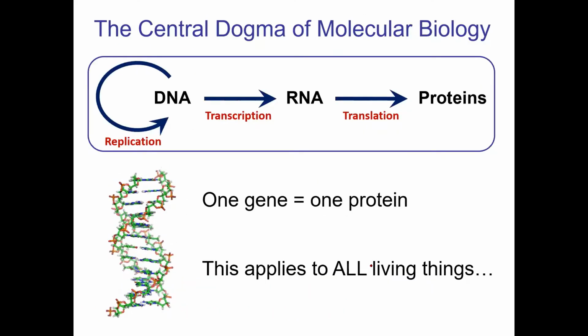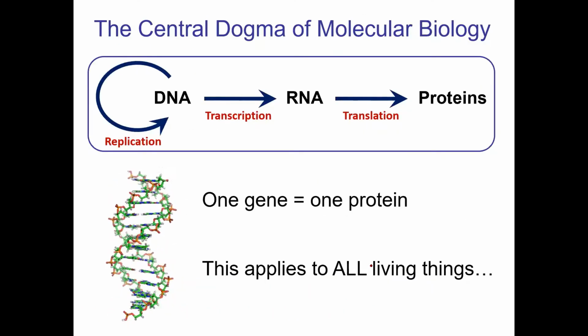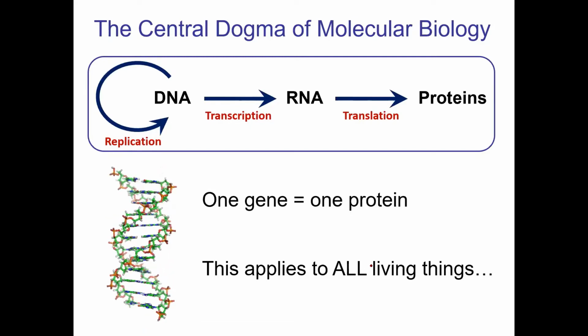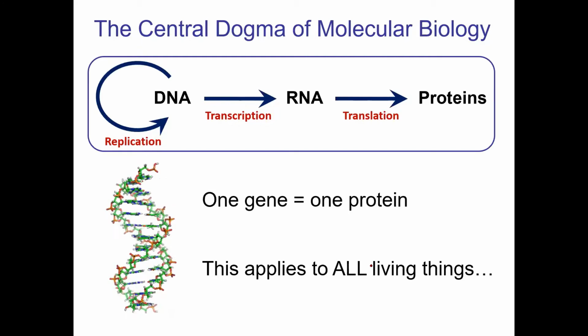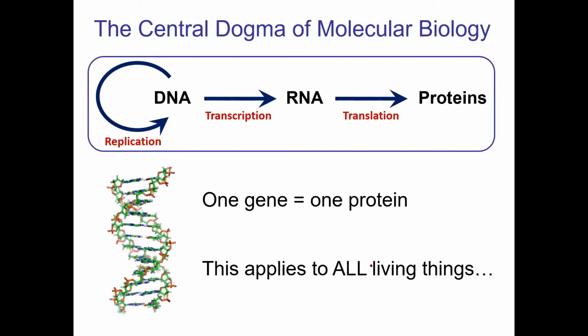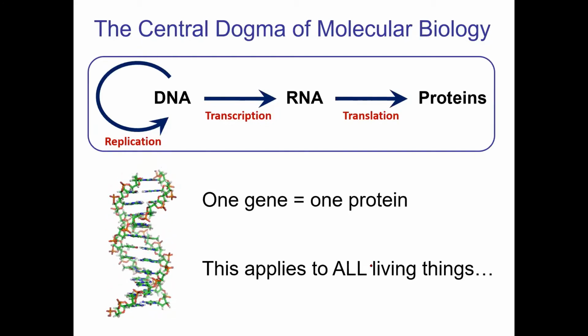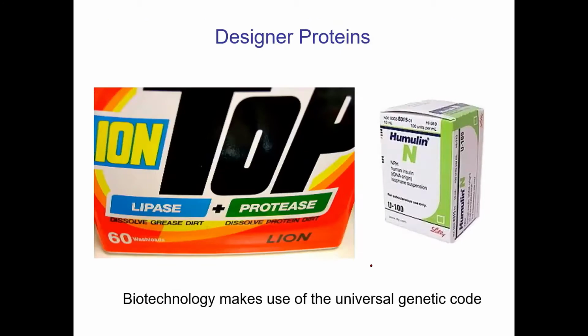So a couple more things to finish up here. I told you I was going to come back to this diagram again and again. This is important for molecular biology because, of course, the genetic code applies to all living things. When we're dealing with biotechnology, this means we can take genes from one organism and put them into another for biotechnology purposes.